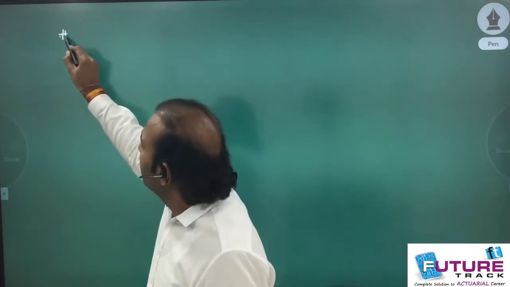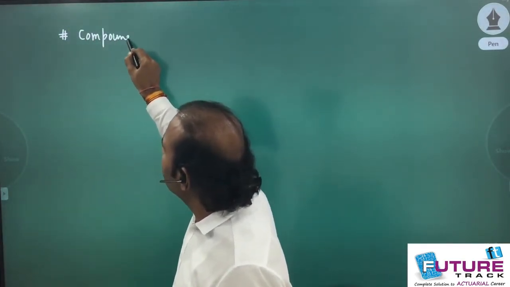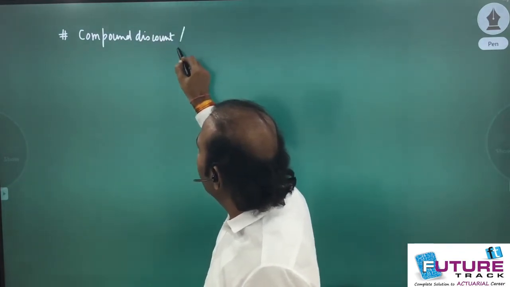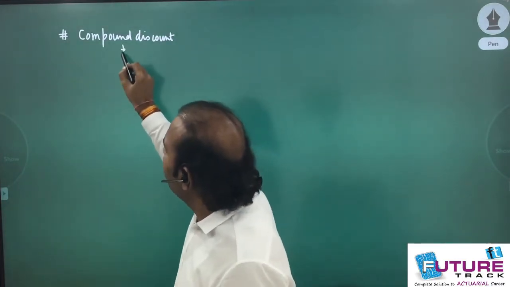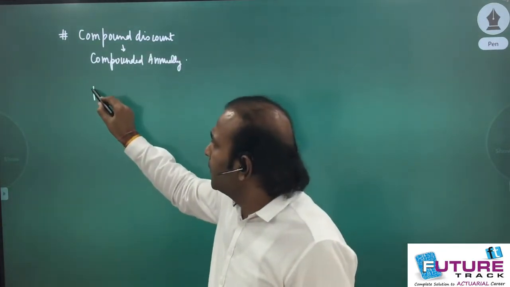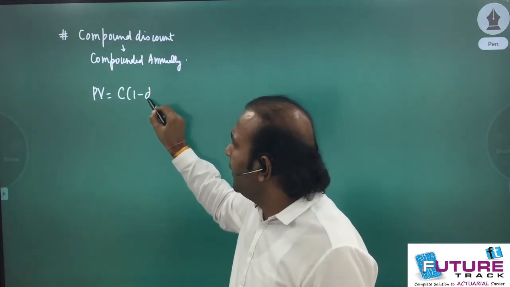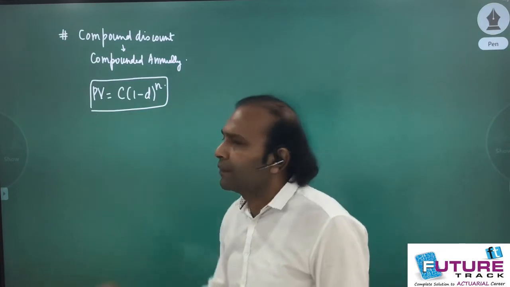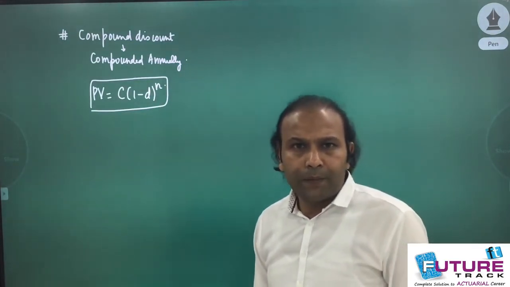Fine. Similarly, you can say we have compound discount. First, we are talking about compounded annually. So class, in this present value will be C(1 − D) raised to power N. Same way like we have done in the interest part. Fine.